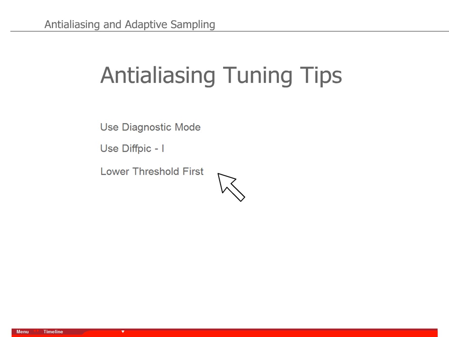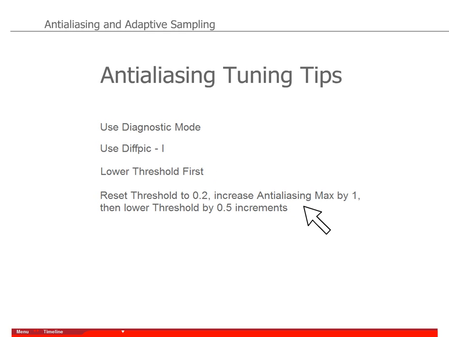So one thing I would do is, let's say you lower the threshold and obviously it does not produce the desired result. There's one thing also you could do, which is set the threshold back to 0.2, which is more or less a preview quality, and then increase the antialiasing max by 1, and then start to lower the threshold by 0.05 increments until you get the actual result.